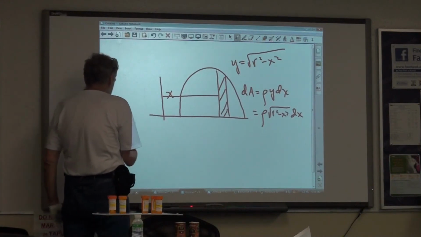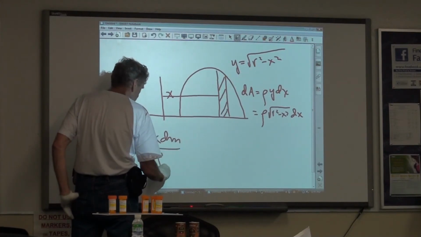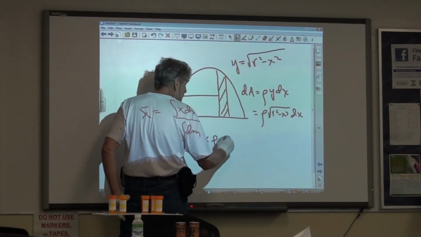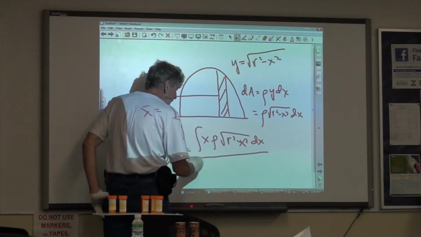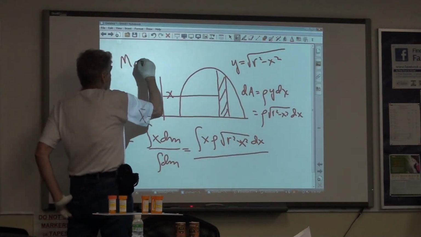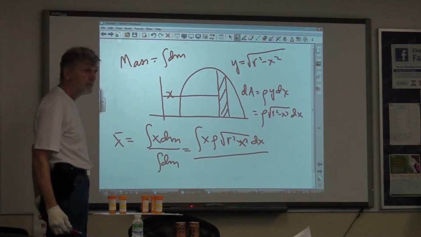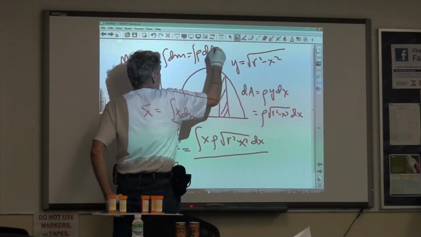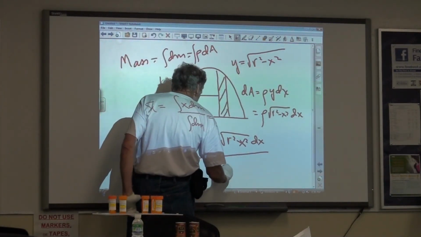So putting them into the equation, x bar equals the integral of x dm over the integral of dm. So it equals the integral of rho times x times the square root of r squared minus x squared dx over the integral of the whole object. Now how do you find the mass of the whole object? It's the integral of dm, all of the dm's, agreed? So it is equal to the integral of rho dA.